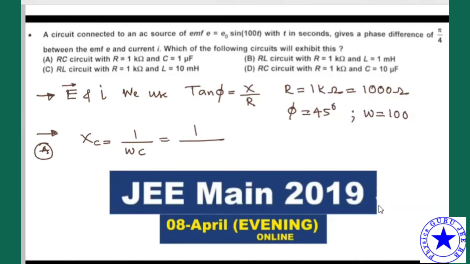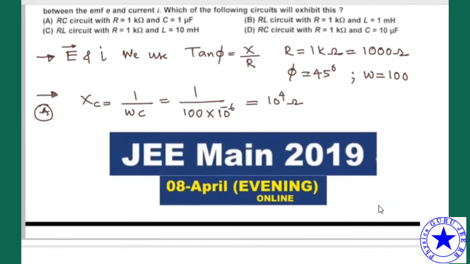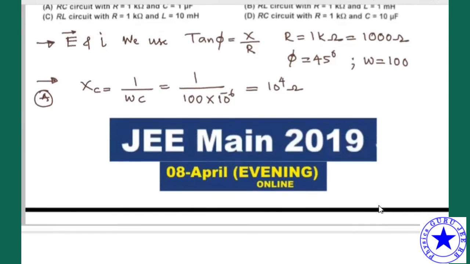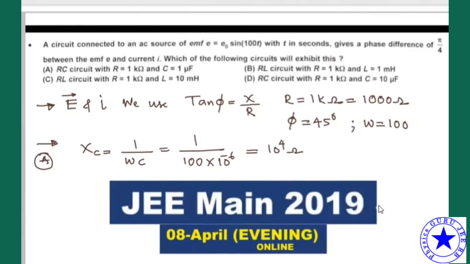So 100 into capacitance. The capacitance in option A is given as 1 micro, that is 10 to the power of minus 6. So I'll be getting 10 to the power of 4 ohms. Next, the question asks: the circuit is connected with this source, which gives a phase difference of pi by 4 between EMF and current. Which of the following will exhibit this? Now I have calculated XC.